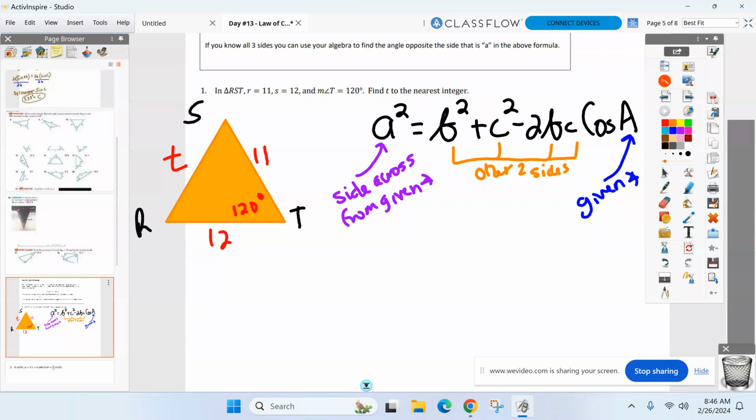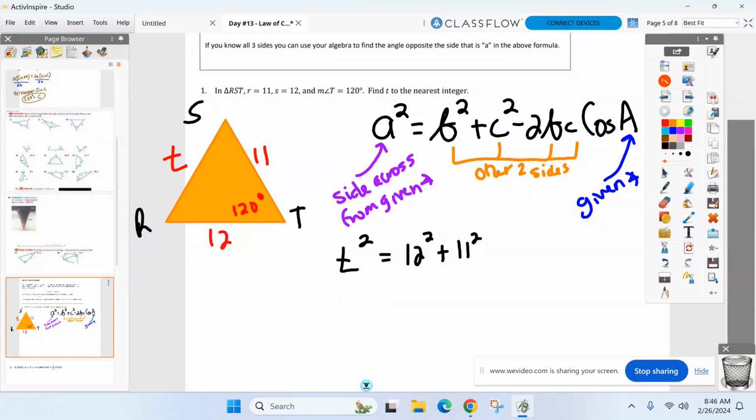Ready, everybody? T squared. Why don't I pick 11 or 12? It's not across from the angle I gave you. The angle I gave you is 120 degrees, and the side across is T. So that's what I start law of cosines out with. Equal to the other two sides now, which are 12 and 11. So it doesn't matter which one you start with. So 12 squared plus 11 squared.